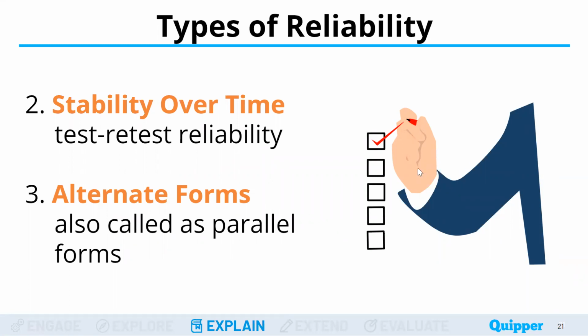Alternate forms, also called parallel forms. Kumbaga, parang mini-mirror mo yung questionnaire mo. Parang paraphrase mo lang naman siya. Nag-paraphrase ka ng question, but it will still give the same result, then that can be reliable. Kasi merong mga times na kapag pinaraphrase natin yung questionnaire natin, or inarrange lang natin siya, and then different result na siya, then hindi na siya reliable.